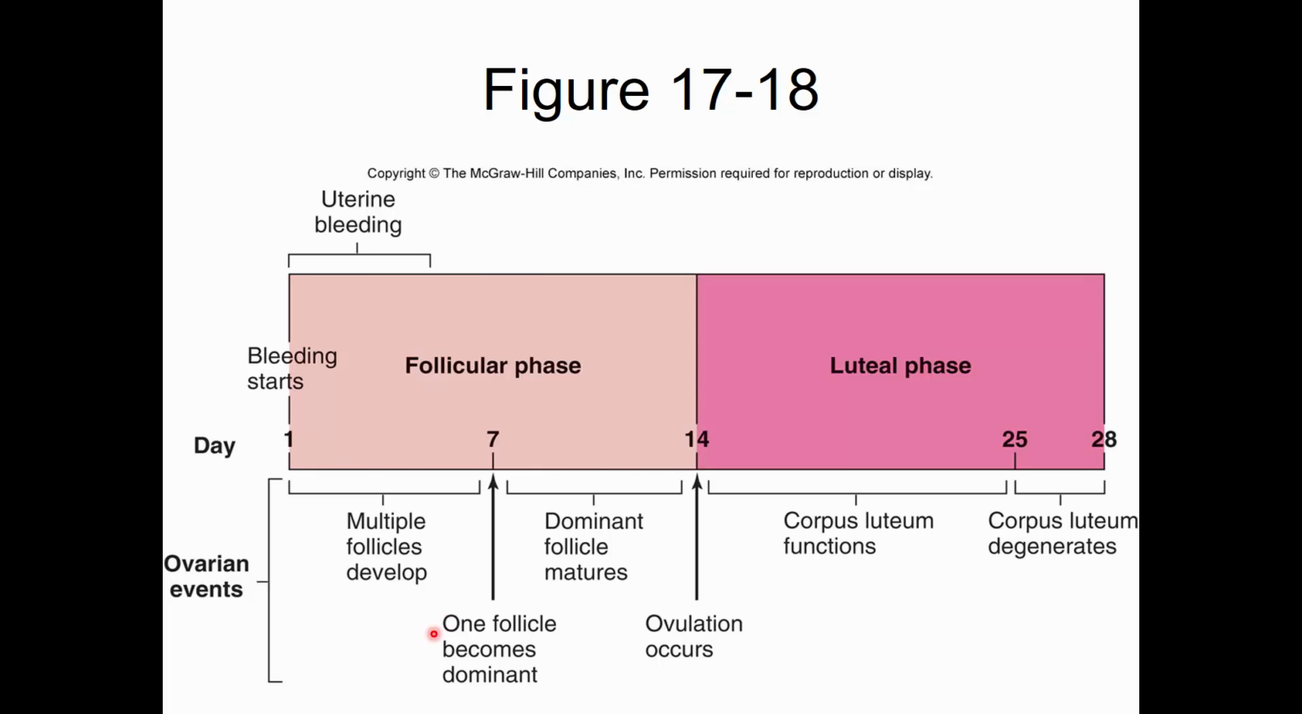So in terms of the ovaries, the first half of the cycle is the follicular phase. The follicle is growing. Now, in case you didn't know, the first day of the menstrual cycle is the first day of bleeding.